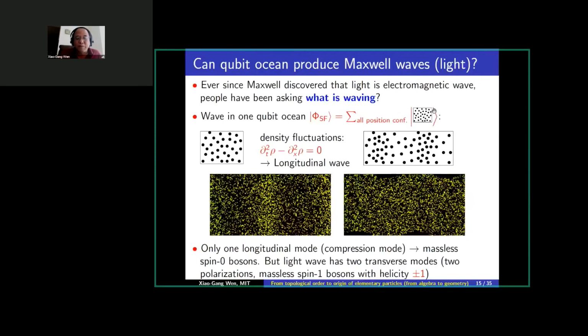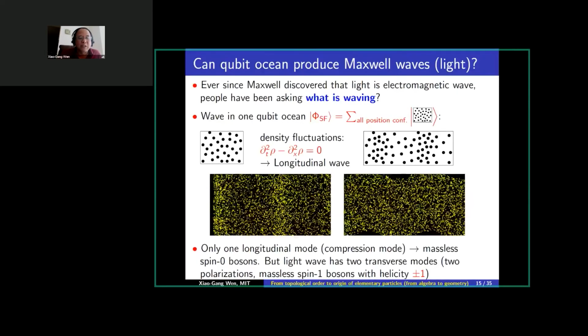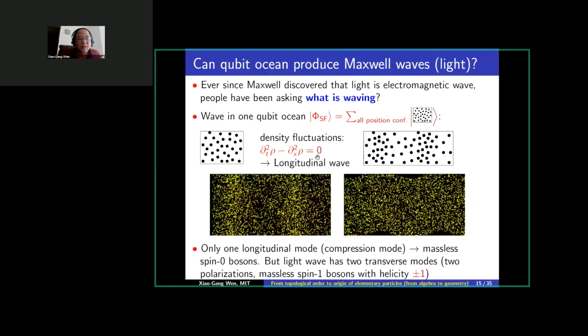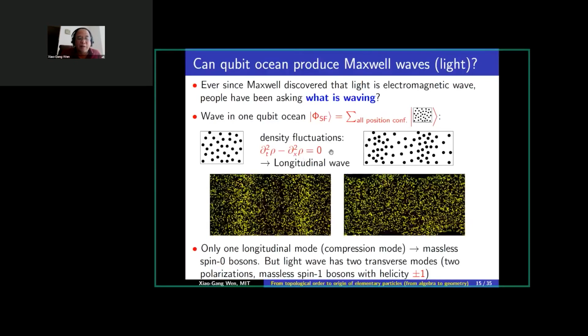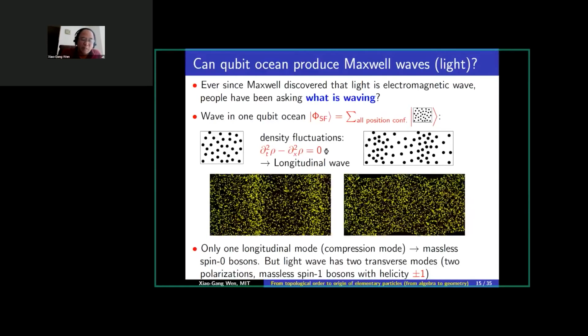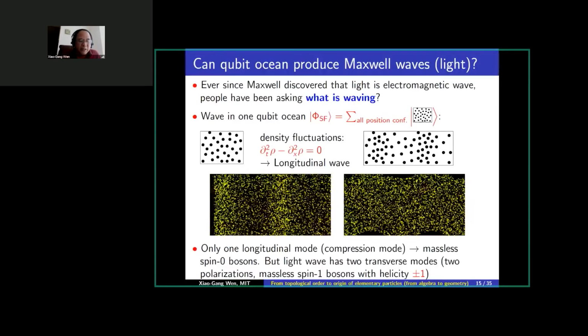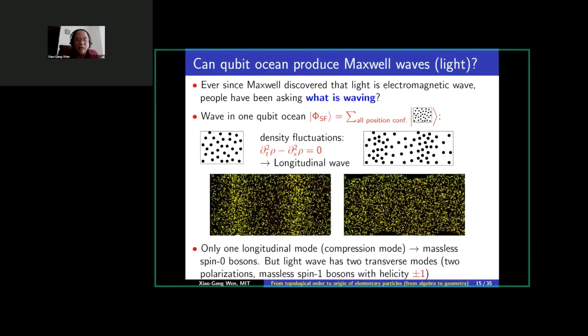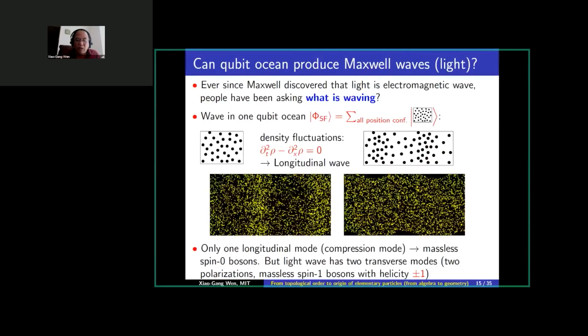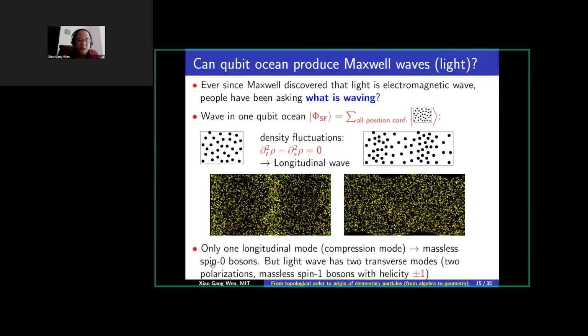And this wave satisfies the equation. It's a standard wave equation. But unfortunately, this wave equation is not a Maxwell equation. It's a wave, it's something, but it's not a Maxwell equation. And actually, this kind of wave equation describes a so-called massless spin zero boson.